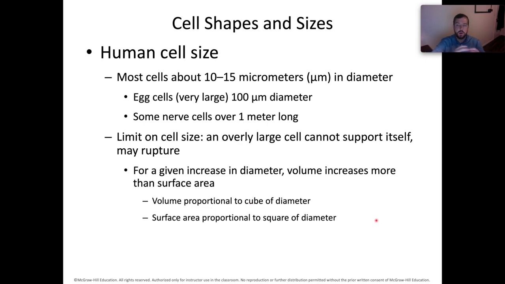That just explains why the larger you get, your volume increases more than your surface area, and your surface area is what's interacting with other cells, proteins, and the like. So that's why it's just not feasible to have cells that are overly huge.